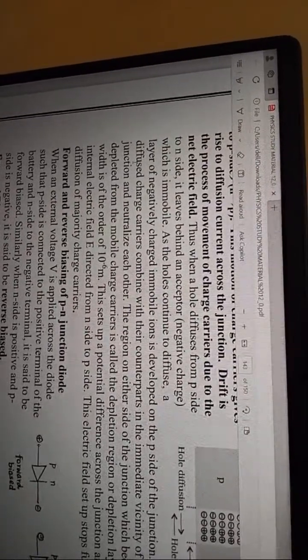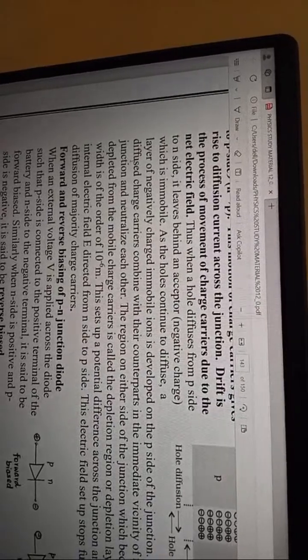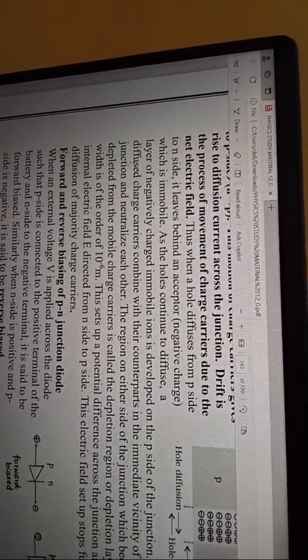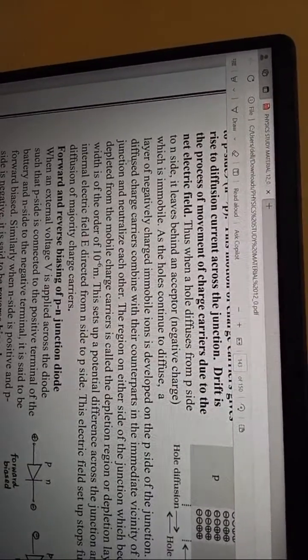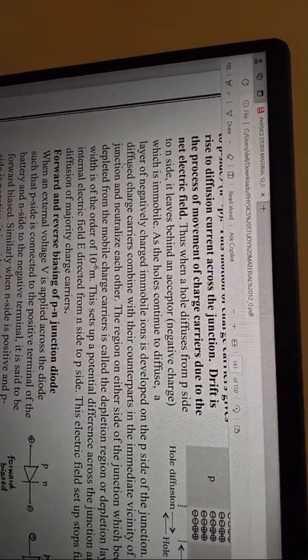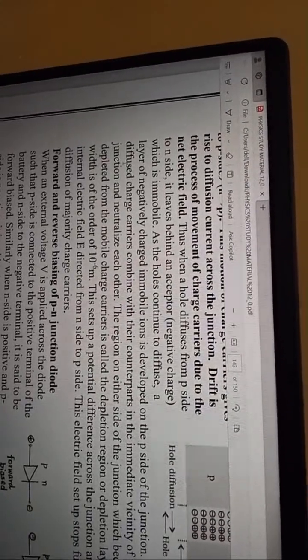This sets up a potential difference across the junction and an internal electric field E directed from N side to P side. This electric field stops further diffusion of majority charge carriers.